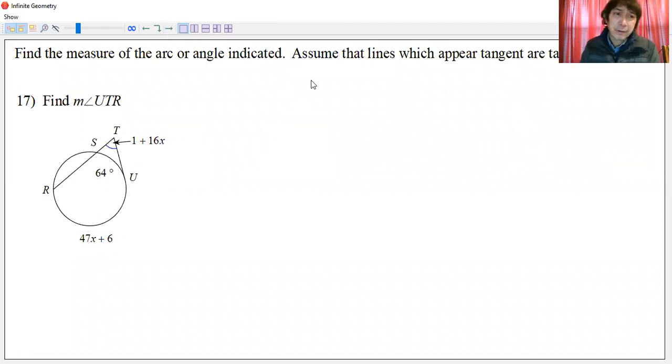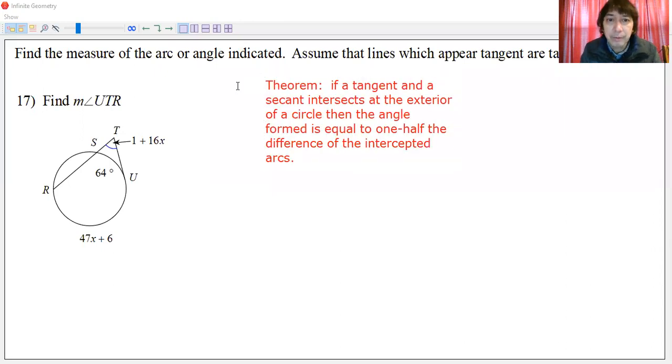Okay, from the diagram of number 17, we still have another tangent. We still have another secant intersecting outside the circle. So we can still follow the same theorem here. Okay, so we're asked to get the measure of the angle UTR. So we're after this angle there. Okay, what's the measure of UTR?